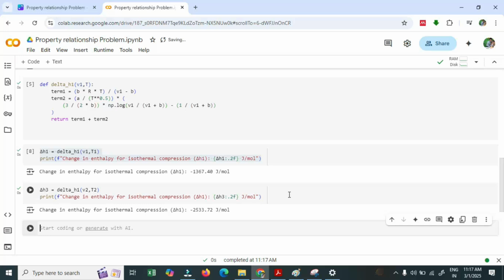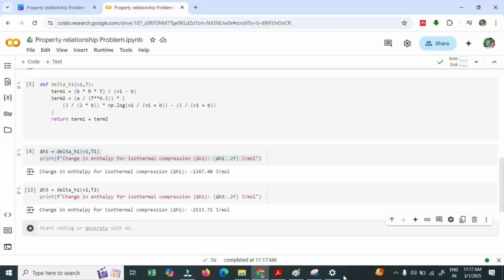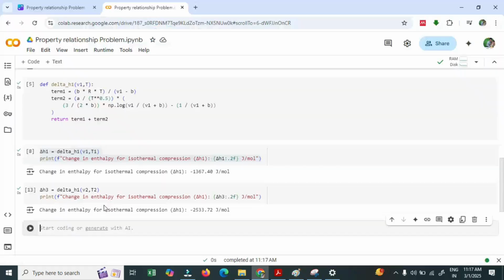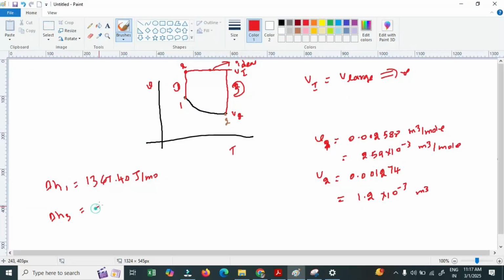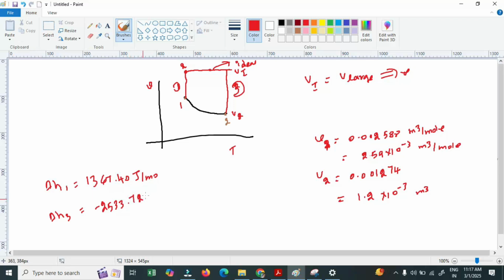So I will be writing this value here: del H3 equal to minus 2533.72 joule per mole. Now we need to find del H2 to combine all three.